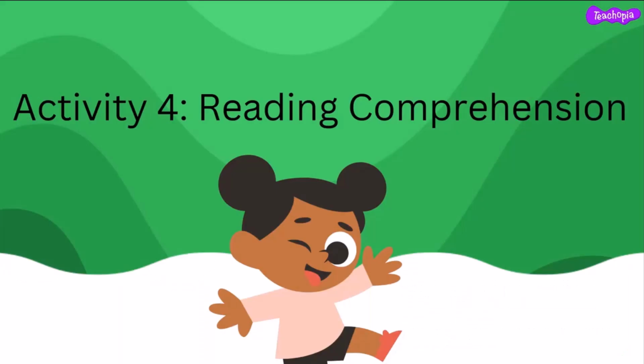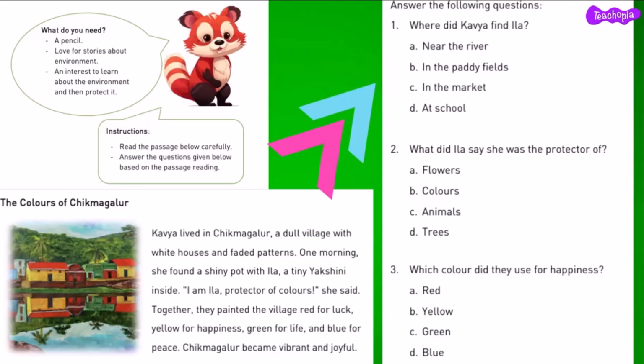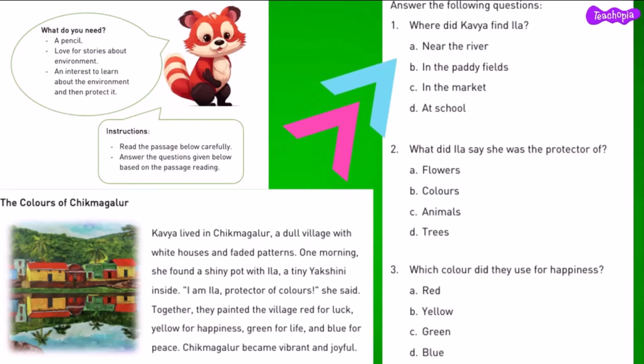Activity 4, which is a reading comprehension. Again, our learners should keep a pencil handy. They should have a love for stories and an interest to learn about the environment. Reading passages always enhances the reading, listening, and writing skills of our young learners. So, let's read the passage.